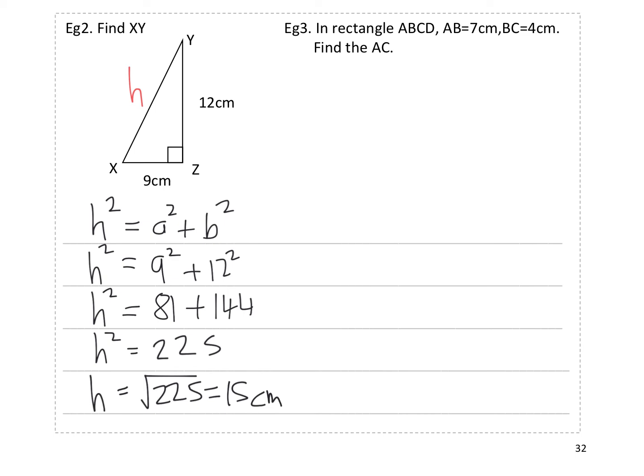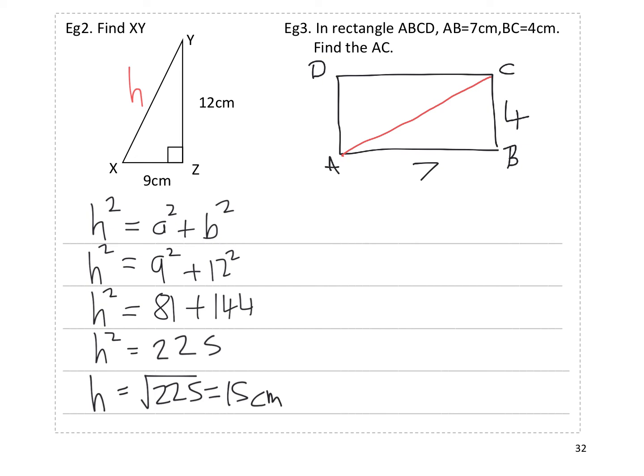Example 3. In the rectangle ABCD, AB is 7, BC is 4. Find AC. Let's draw this out. A, B, C, D. AB is 7, BC is 4. We have to find AC.